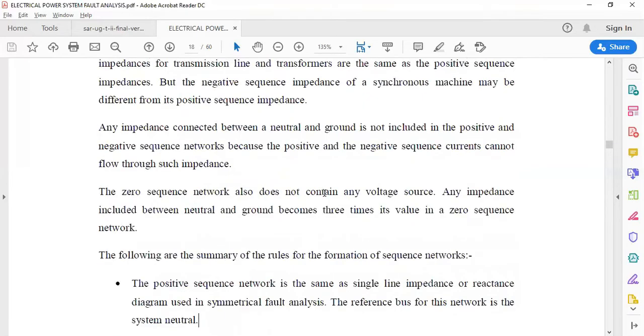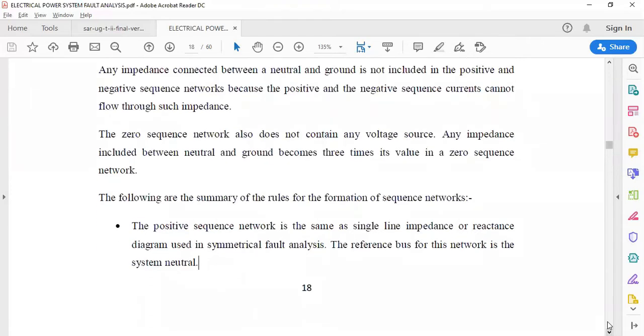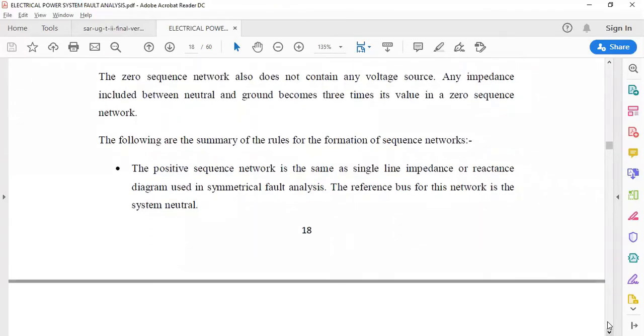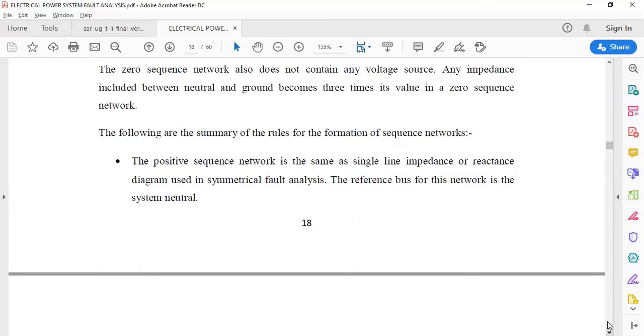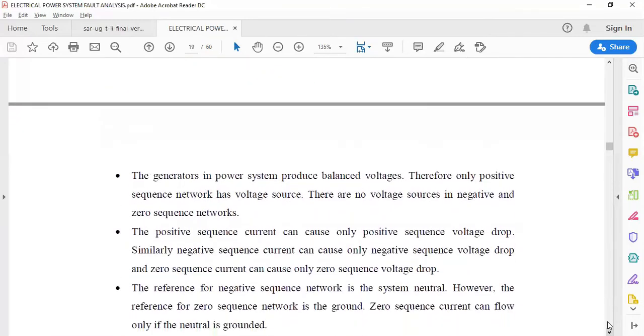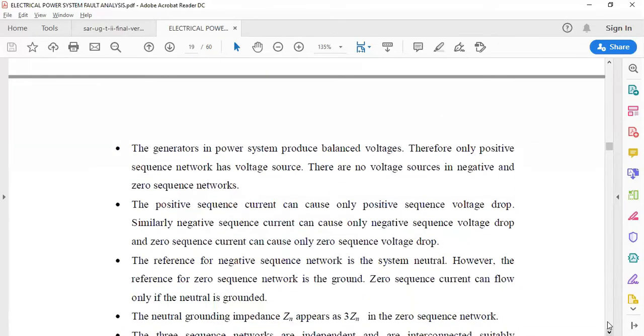Let's see the rules for the formation of sequence network. The first is the positive sequence network is the same as the single line impedance or reactance diagram used in symmetrical fault analysis. The reference bus for this network is the system neutral. The generators in the system produce balanced voltages. Therefore, only the positive sequence network has a voltage source. There are no voltage sources in the negative and zero sequence networks.